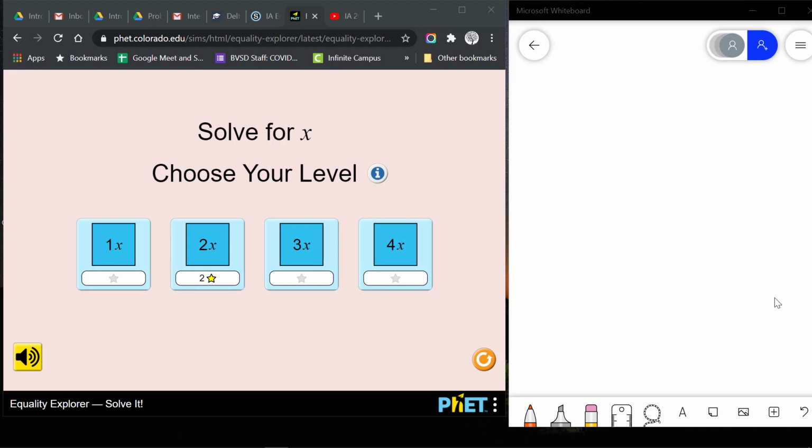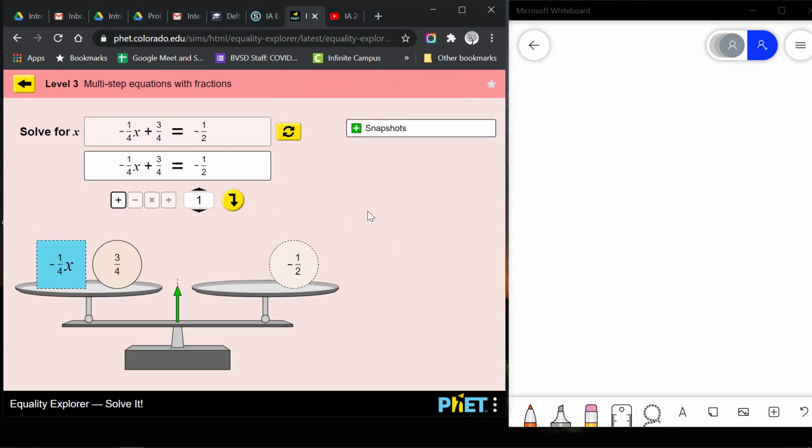Hi, Intro to Algebra. So here are a few hints if you want to try level 3 or 4. Let's look at a few level 3 problems. So often when you've got fractions like this, there are some tricks to kind of get rid of them.